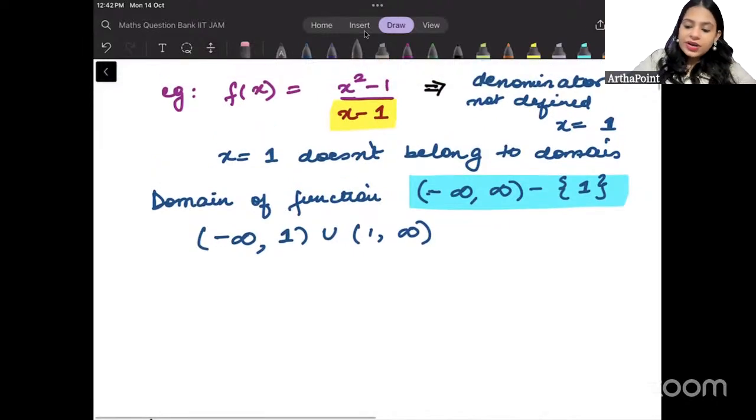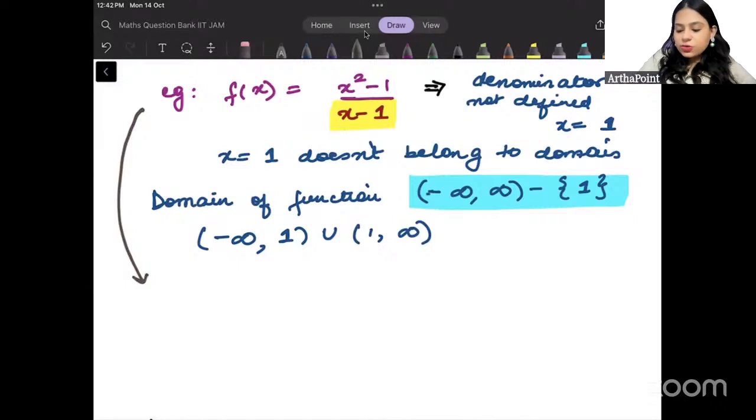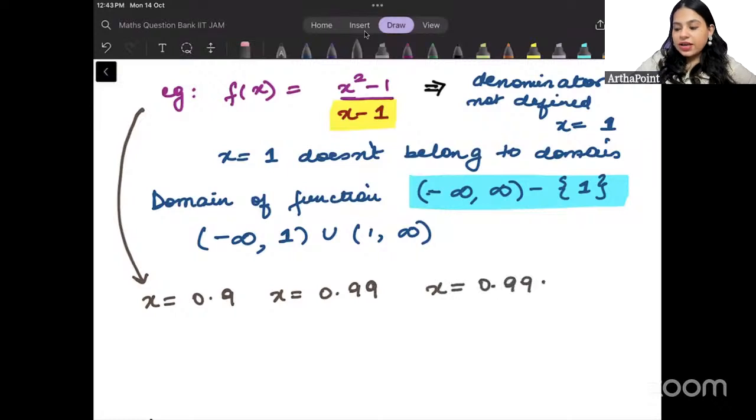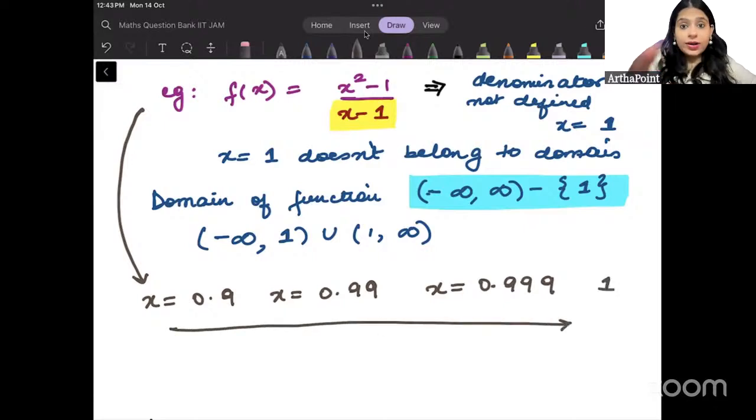So we can ask ourselves what happens when I take values close enough to 1 but which are lower than 1. For example, what happens if I take a value, suppose 0.9, then 0.99, then 0.999. So I am going closer and closer to 1, not 1, but to a value closer and closer to 1. Let me just quickly open up a calculator.